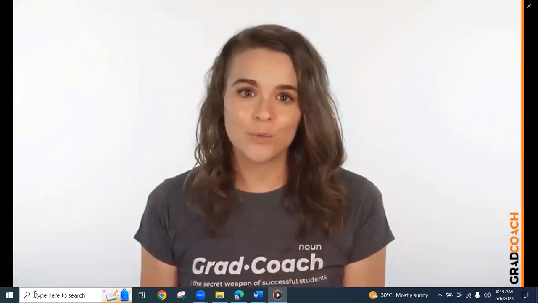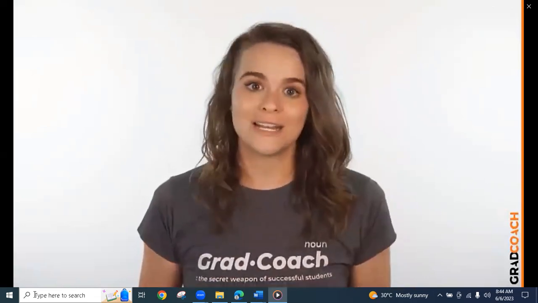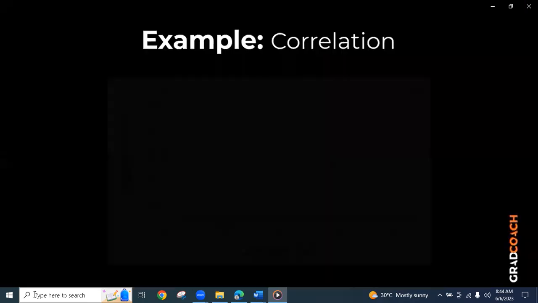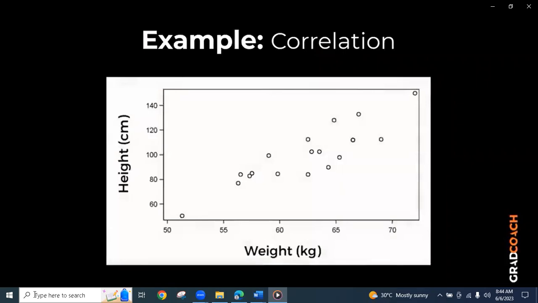To make this all a little more tangible, let's take a look at an example of correlation in action. Here's a scatter plot demonstrating the correlation, or the relationship, between weight and height. Intuitively, we'd expect there to be some sort of relationship between these two variables, which is what we see in this scatter plot. In other words, the results tend to cluster together in a diagonal line from bottom left to top right. The more tightly the results cluster together to form a line in any direction, the more correlated they are, and therefore the stronger the relationship between the variables.